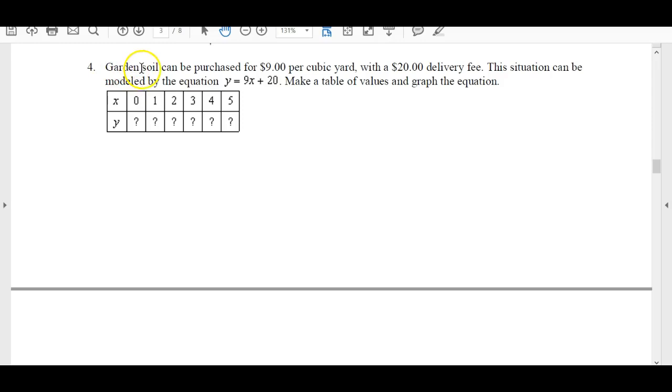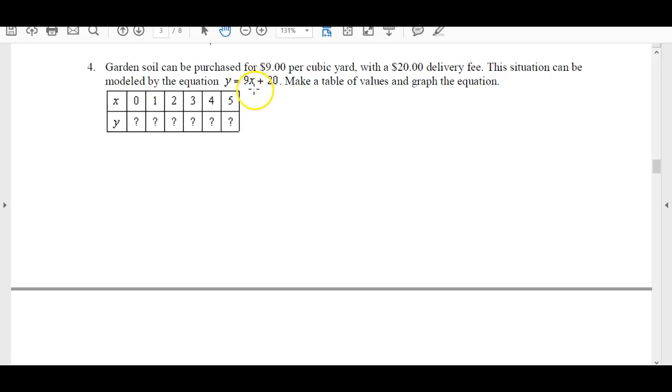It says garden soil can be purchased for $9 per cubic yard. So every time I add a cubic yard, it's going to cost me $9 more. And it says with a $20 delivery fee. So they're going to charge me 20 bucks to bring the stuff, and then $9 per cubic yard. It says this situation can be modeled by the equation y equals 9x plus 20.